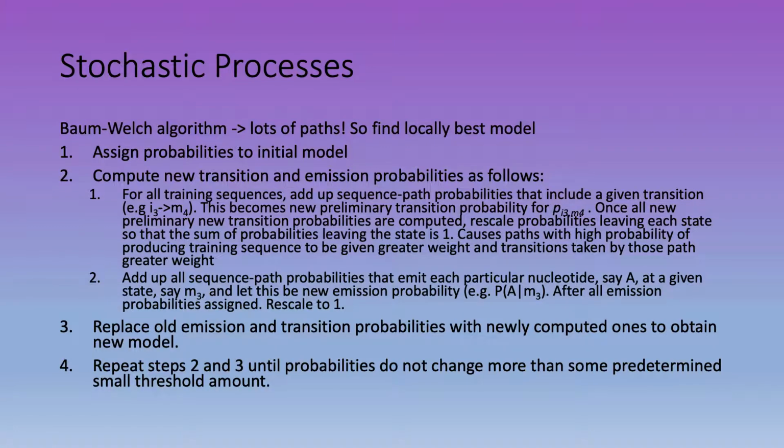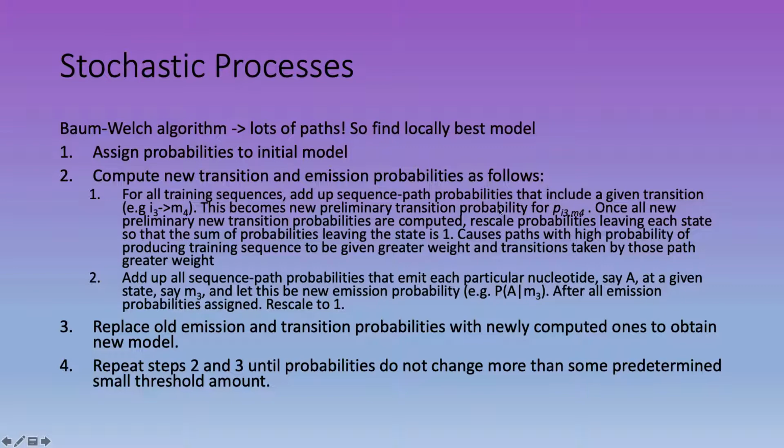So it has the specific steps, right, where it's going to assign the initial probabilities to the model, and then it's going to go through and compute new transmission and emission probabilities following these 2 rules. These rules are rather complex, but if we just look at one of them, it's going to add up all the sequence path probabilities for a given transition. So all the possible transition probabilities for going from, say, I to the M position, right?